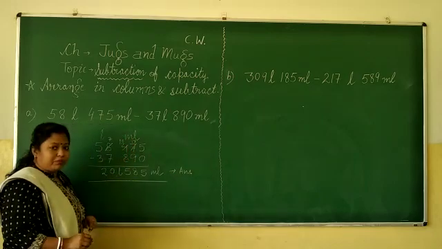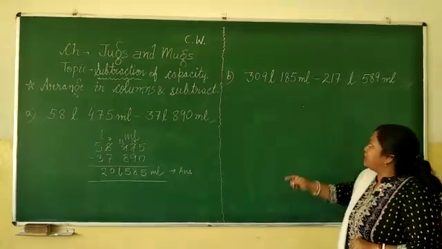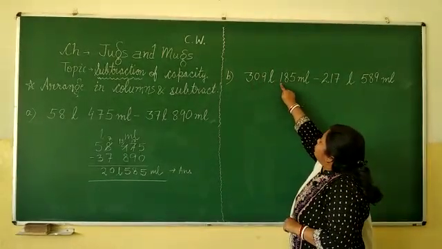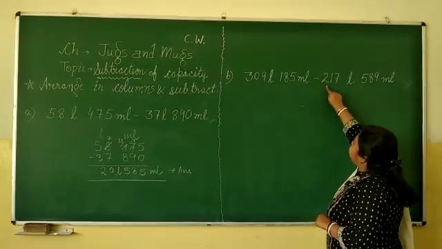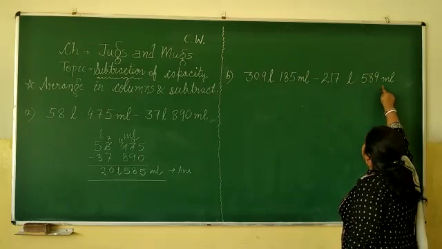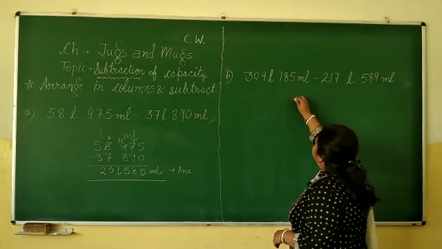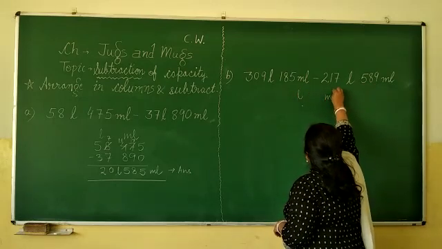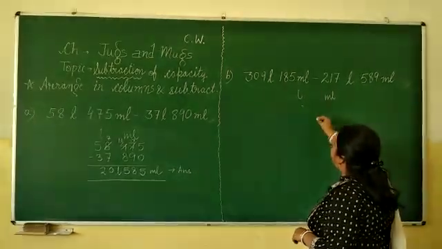We'll see one more example, children. This is our next question. 309 liters 185 milliliters minus 217 liters and 589 milliliters. Okay. Now again we will write liter and ml in two different columns.